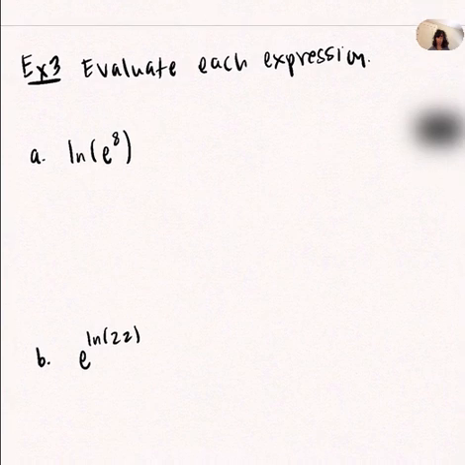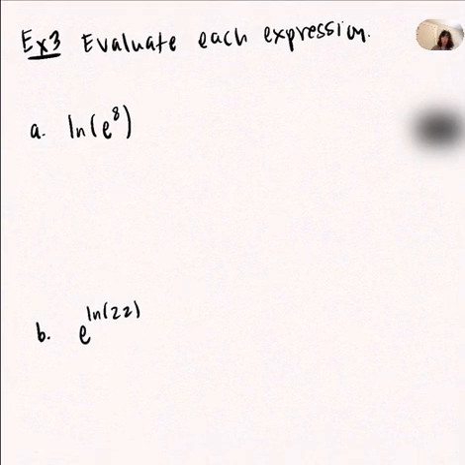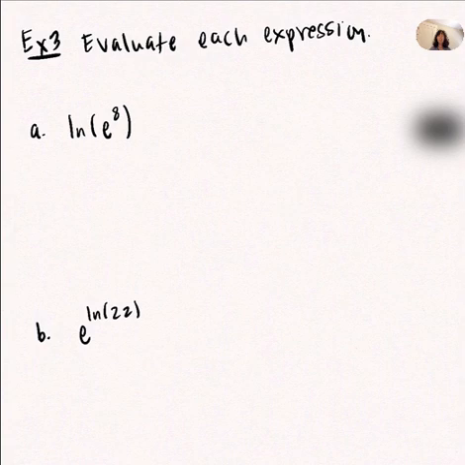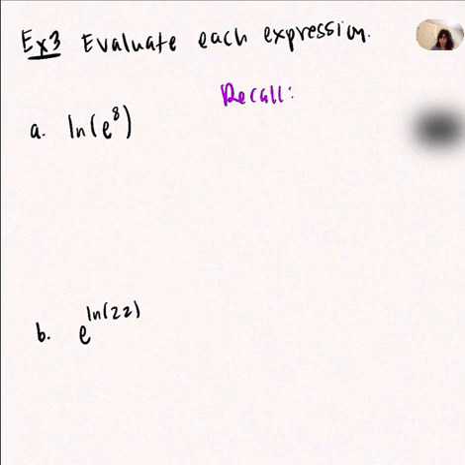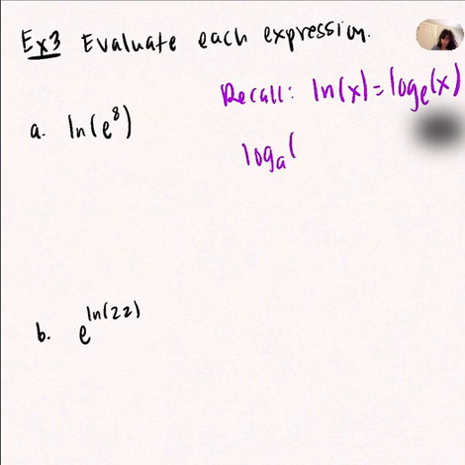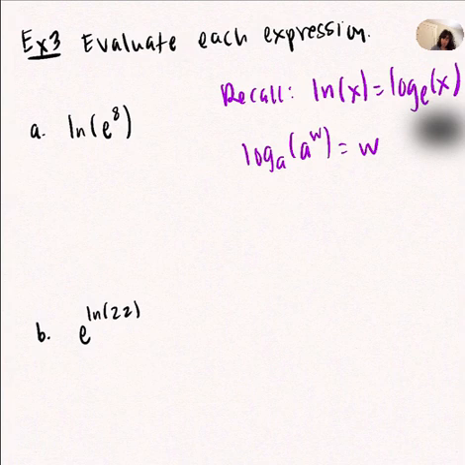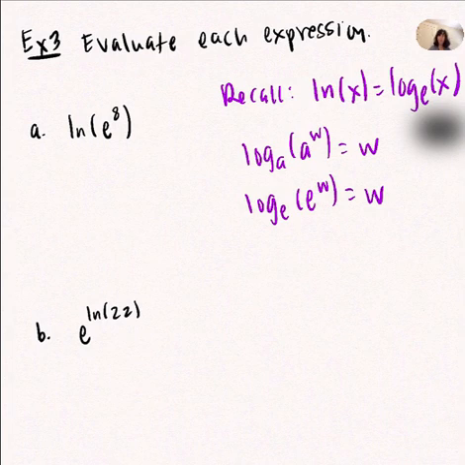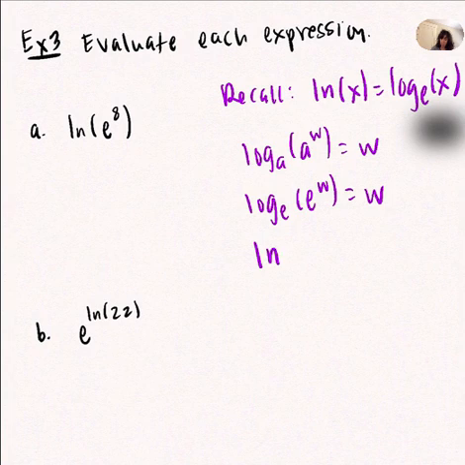Okay, let's look at a couple more examples. Now, remember, the natural log is log base E. So recall, ln of x is the same as log base E of x. Now we just saw that if you have log base A of A to the W, that's always equal to W. It's going to be the same thing for log base E. So if I do log base E of E to the W, that's W. But we don't usually write log base E. We always write ln.